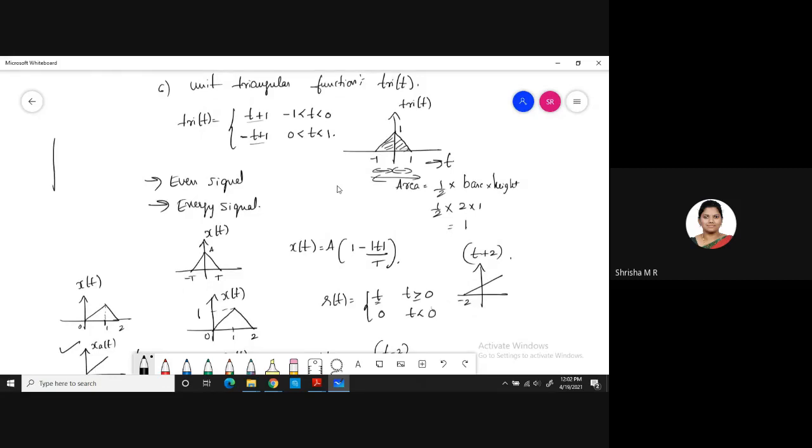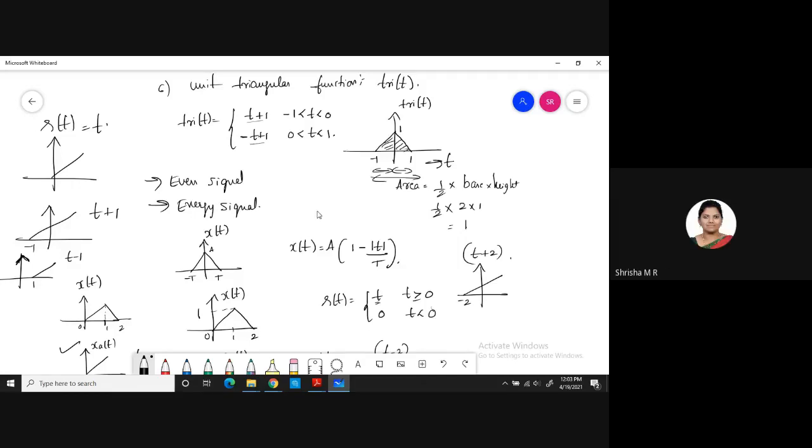If my ramp signal starts from here, it's r of t, it is equal to t. If it starts from minus 1, it is t plus 1. If it starts from 1, it is t minus 1. Got it everyone? This much you understand. Next we'll see operations of signals. After this you'll have a better idea when we see operations of signals. Clear everyone? You want me to repeat anything?